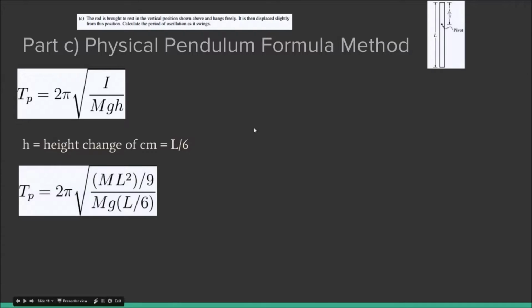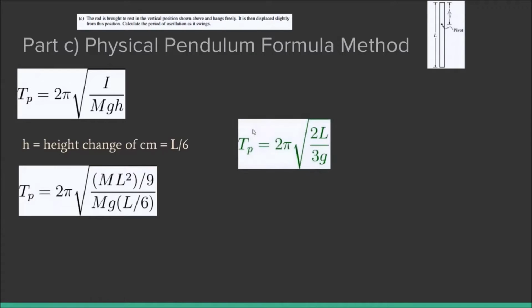And plugging in everything and canceling will give you a total answer of 2 pi times the square root of 2L over 3g, which is the correct answer. And doing it this way is completely fine on the AP exam. If you memorized this equation for the period of a physical pendulum, you didn't even need to show how you got it. You can just state that equation, plug everything in, and get the correct answer.